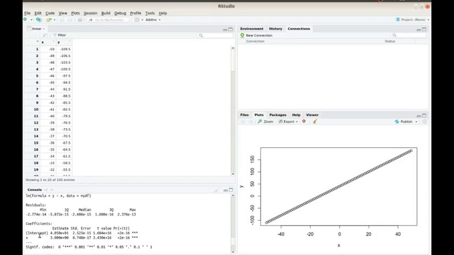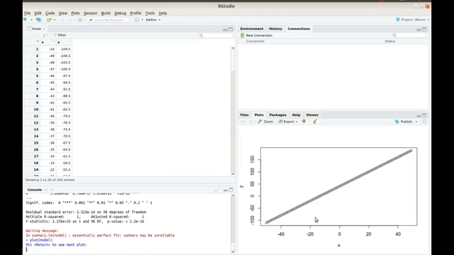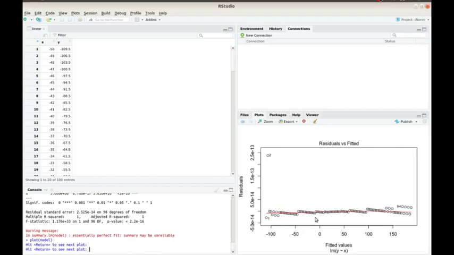So we could see the intercept is 40.5 and x is 3, which is our equation, 3x plus 40.5. If we plot this model, you basically see that the residual to the fitted is pretty well 0.